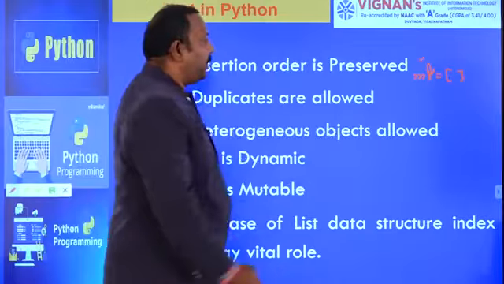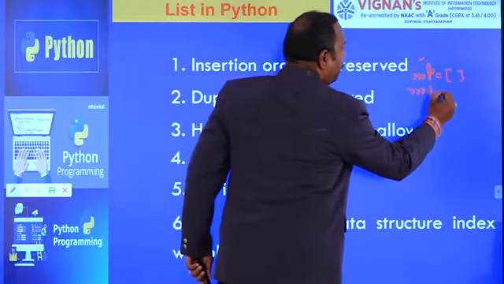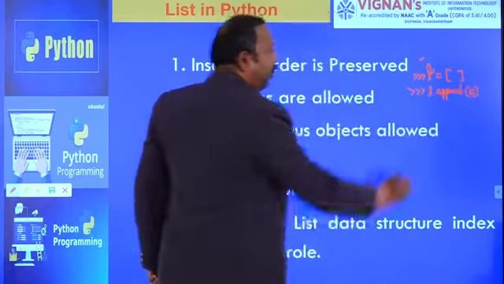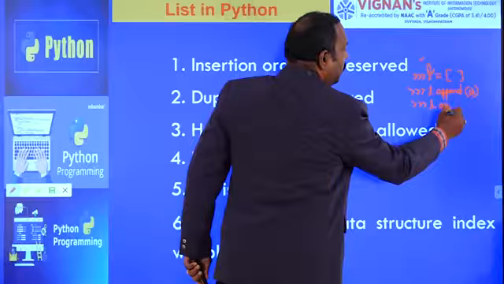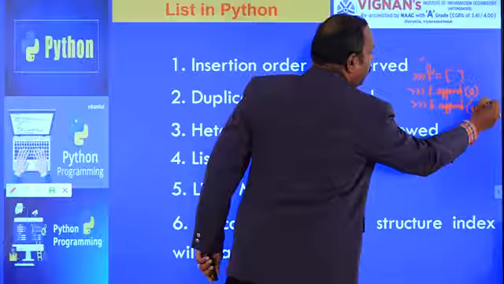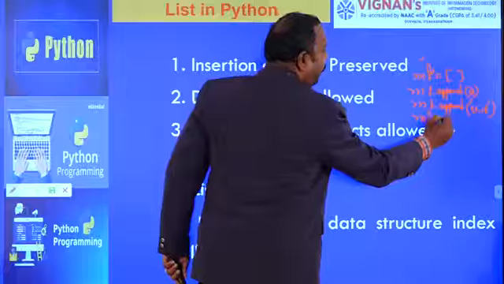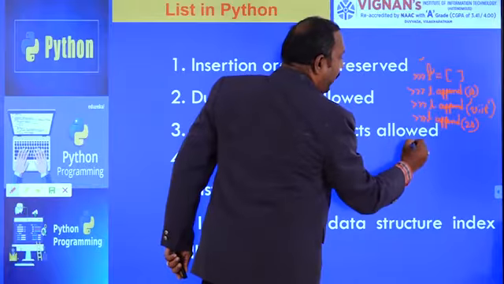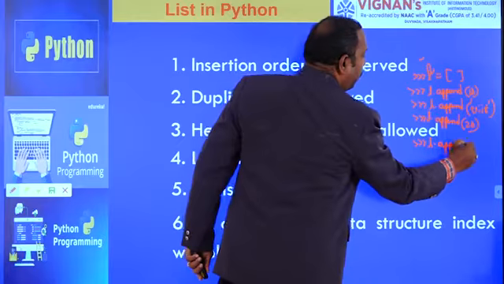Now I want to add 10 to the empty list. Then you have to use L.append(10). Suppose I want to add another element, L.append of VAIT. I want to add another element, L.append(20). And also I want to add another element, L.append(10).